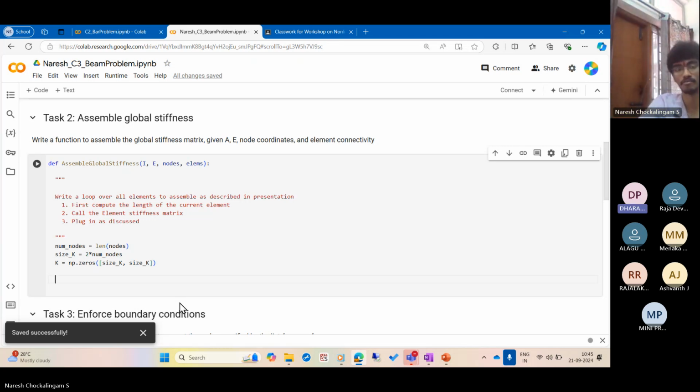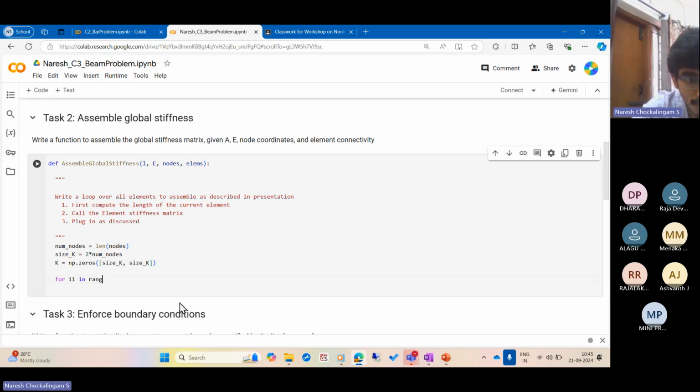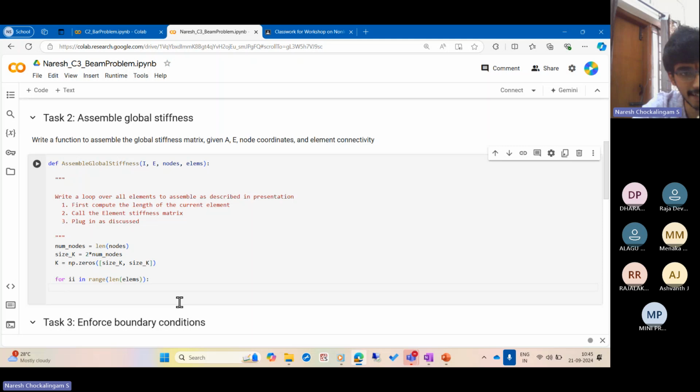For i in range of len of elements. We are looping over elements. We are taking an element and we'll see where it will fit in, right? We are not taking a node. Remember that we are going through every element. We are looking at local node 1 of that element, then local node 2 of that element. Then you see where it will fit in from the elements matrix. That's what we are doing. So you have to be careful.